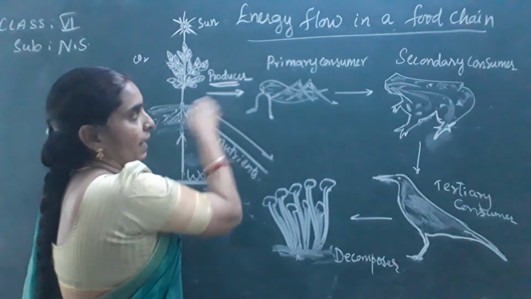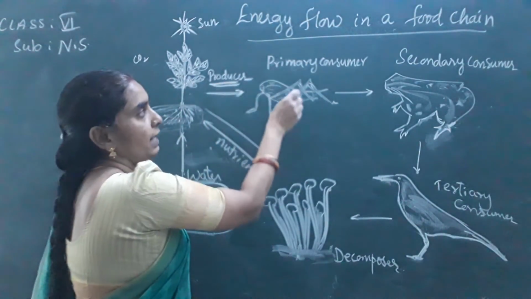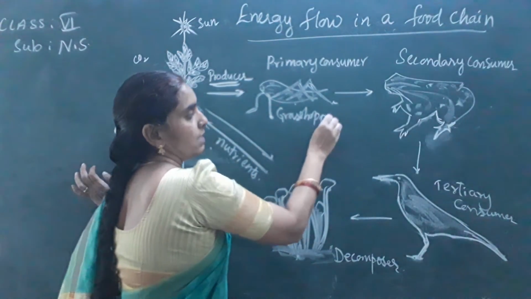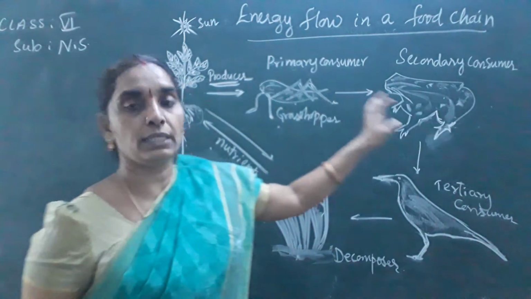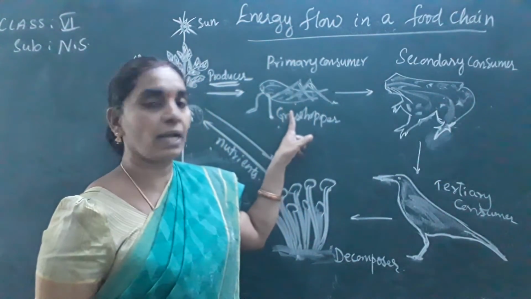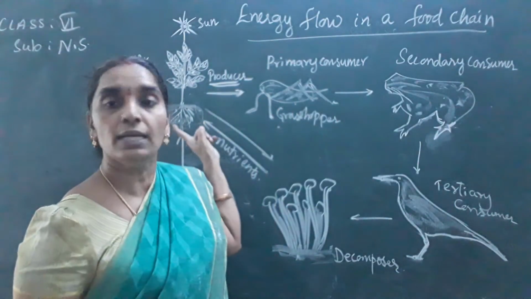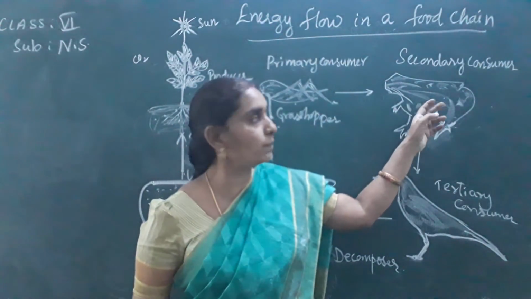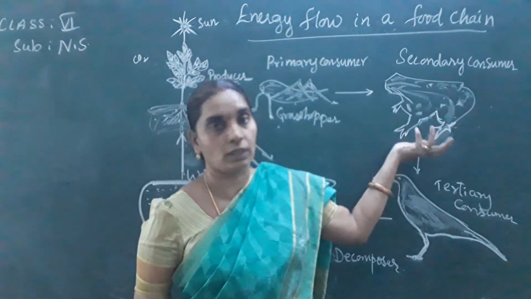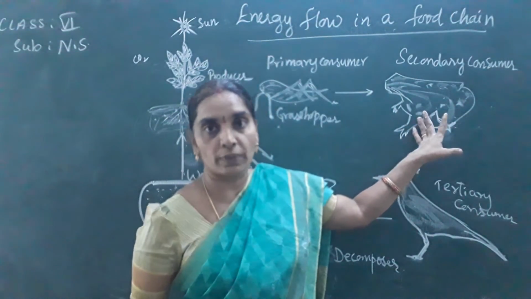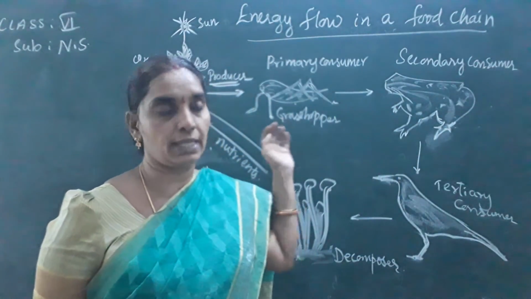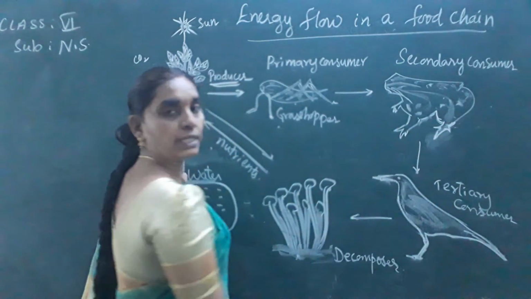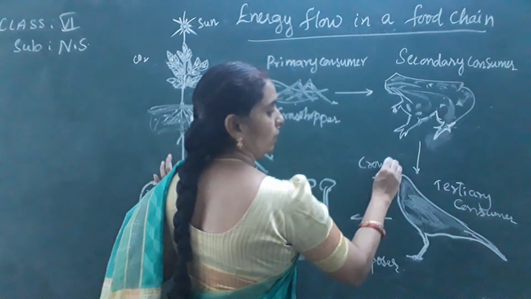So here these plants or grass are eaten by the insect. Here this is a grasshopper. Okay, this is an insect. It forms the primary consumer, where it depends upon the plants only for its food. Then the insects are eaten by the secondary consumers like frogs, dogs, cats and so on. So these are secondary consumers which depend on primary consumers for their food. Next, these secondary consumers are eaten by the tertiary consumer. Here in fact it is a crow.